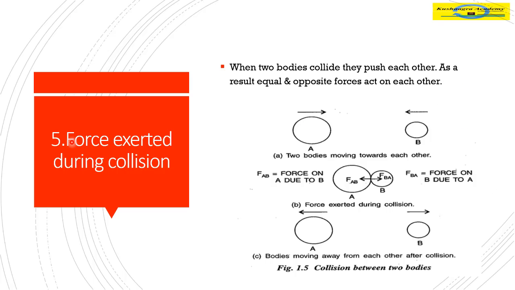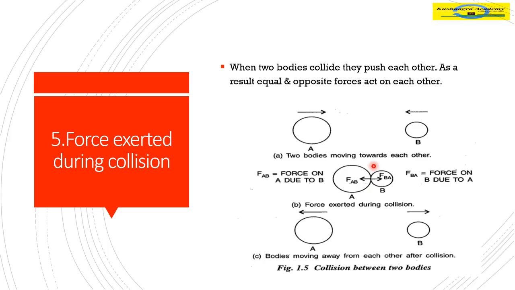Now the fifth and the last force that we are going to study in this chapter is forces exerted during collision. We know what a collision is. When two or more bodies collide, that is known as collision. Suppose this is body A, and this is body B. They are moving towards each other. That means they are heading towards collision. Now, just imagine a point when they are touching each other.